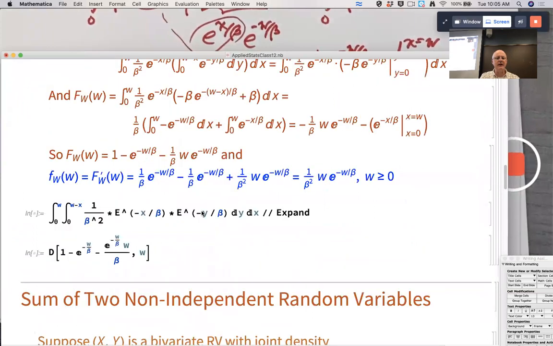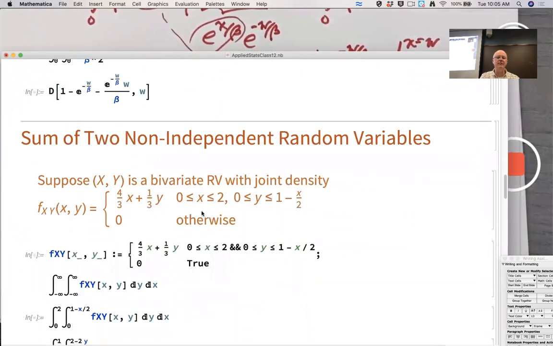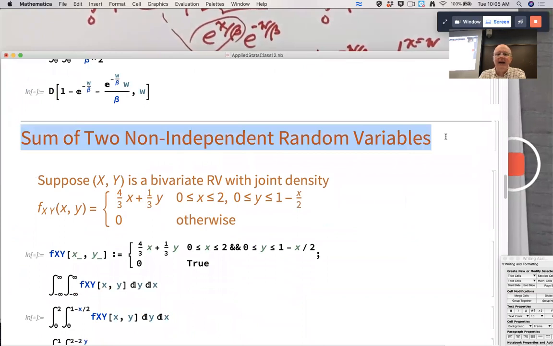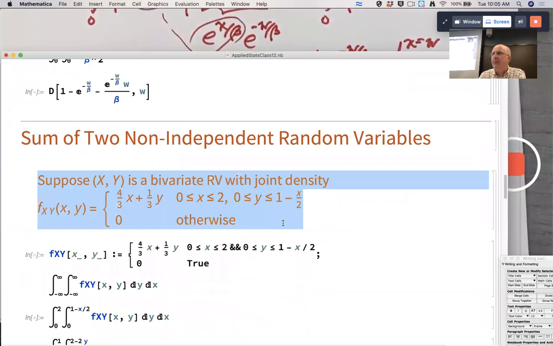I think I'll skip all this stuff. Let's jump on to the 2 non-independent random variables example. Sum of 2 non-independent random variables. How do you handle that kind of thing? Okay, well, we're going to do an artificial example, no applications here. I hope I can think of an application for Thursday's class, though we probably won't go through the calculation details.